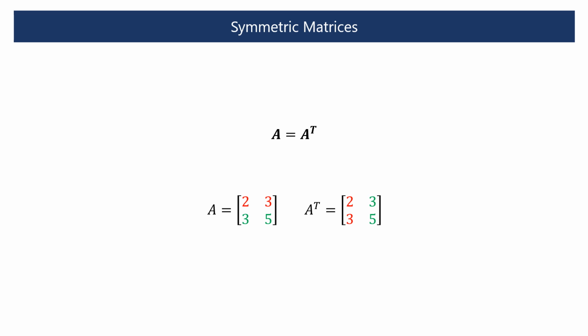Let's go on to the concept of symmetric matrices. A matrix is called a symmetric matrix if it is equal to its transpose. An example of a symmetric matrix is this matrix A. As we can see, the transpose of A equals the original matrix A.